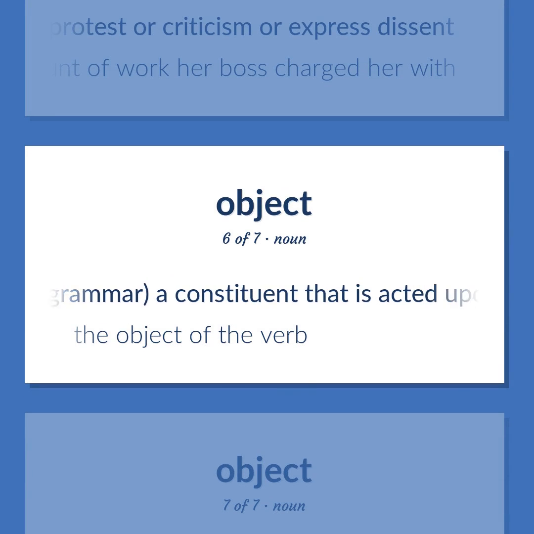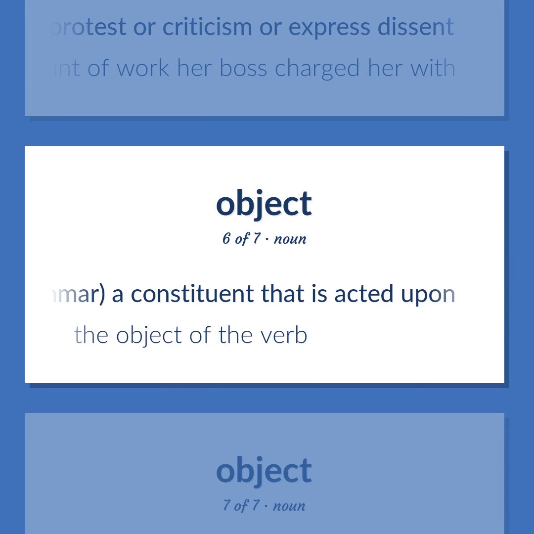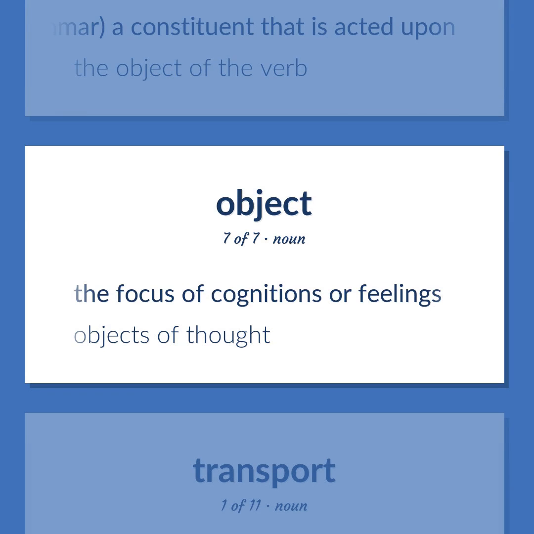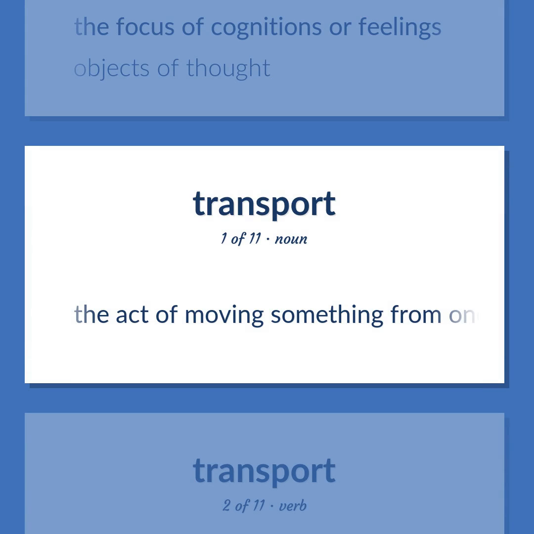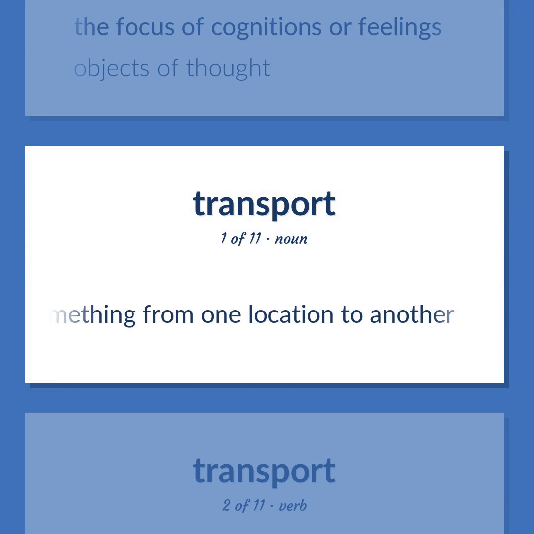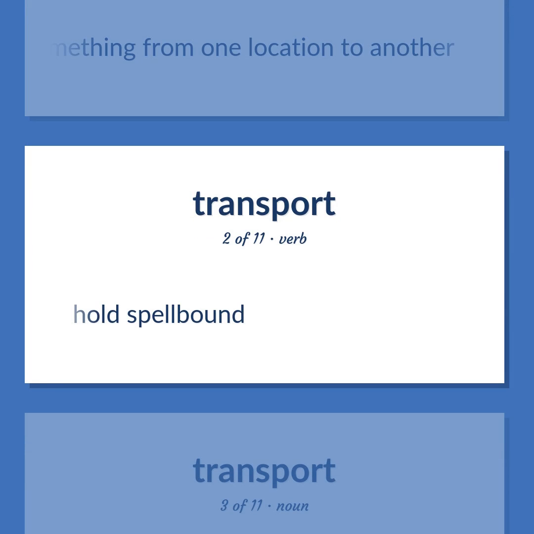Grammar. A constituent that is acted upon. The object of the verb. The focus of cognitions or feelings. Objects of thought. The act of moving something from one location to another. Hold spellbound.